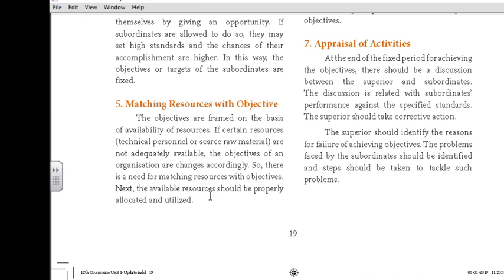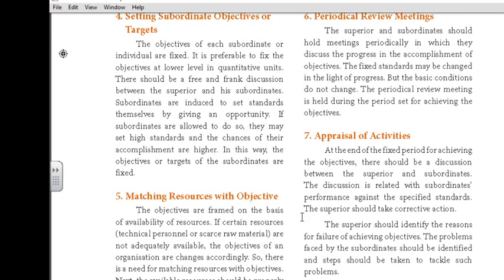If the resources are not adequately available, the objectives of an organization are changed accordingly. Of course, when objectives are set, அதுக்கு ஏத்த மாதிரி நம்ம கிட்ட business run பண்றதுக்கு தேவையான things இருக்கணும். அப்படி இல்லனா நம்மளோட goals ஈஸியா achieve பண்ண முடியாது. So there is a need for matching resources with objectives. Next, available resources should be properly allocated and utilized.